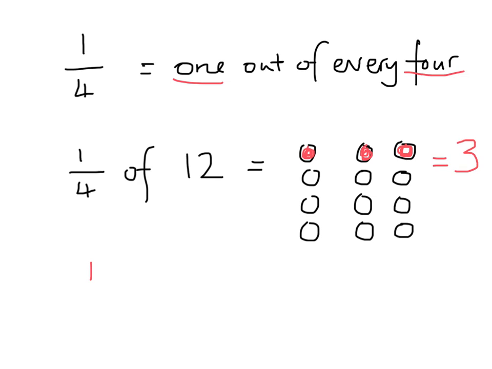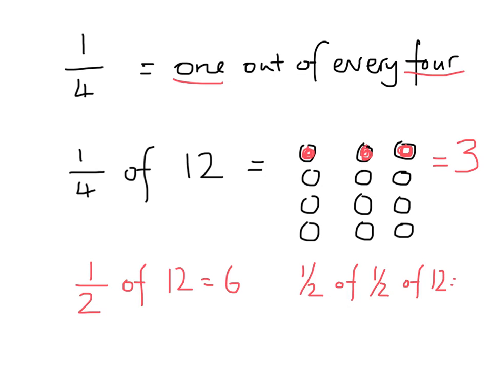I can check this by knowing that a half of 12 equals 6, and a half of 6 equals 3. So a half of a half is the same as a quarter. If you cut a half into half, you'll end up with quarters.